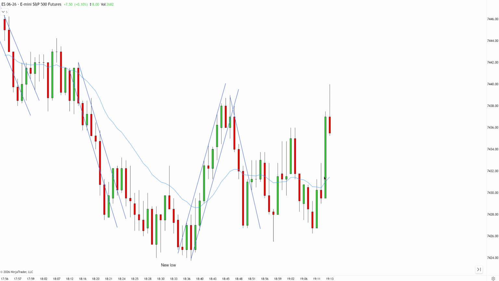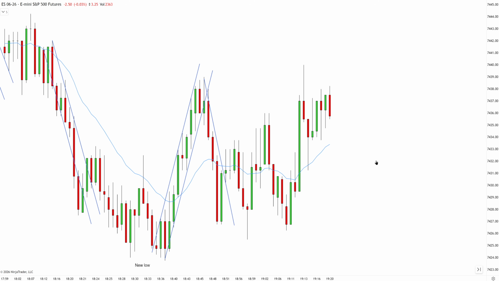You can see we're going very sideways, around the EMA in all these bars. This is a very bad area. I can redraw another channel, something like this.